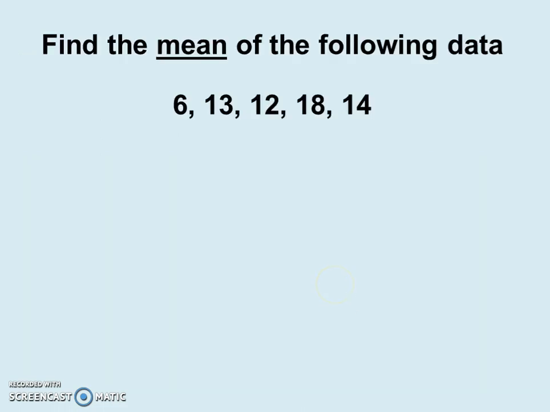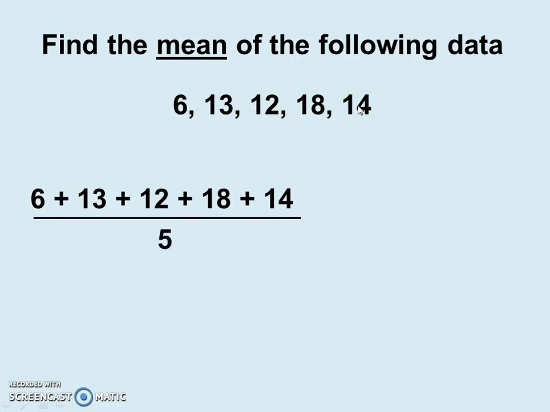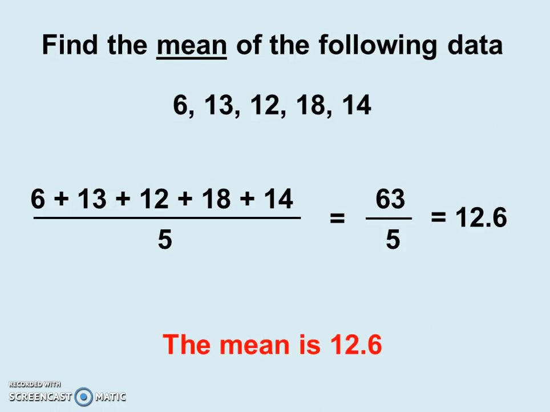Okay, so for example, if I wanted to find the mean of this data set, my first step would be to add 6, 13, 12, 18, and 14. And then because there's 1, 2, 3, 4, 5 numbers in the data set, I'm going to divide that by 5. Okay, and so using a calculator, when I add up those 5 numbers, I'm going to get a total of 63. And 63 divided by 5 gives me 12.6. So the mean of this data set is 12.6.